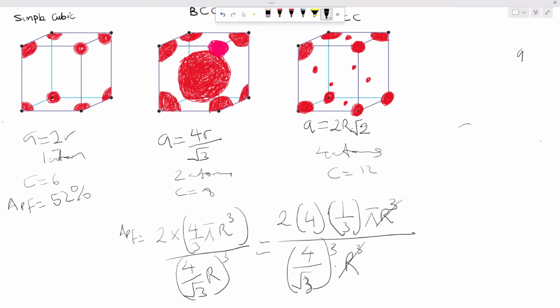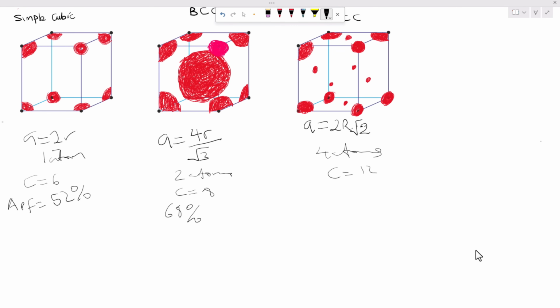Then when you input all of this into your calculator, you should have 0.6802, then times 100, it goes to 68%. So you do the same thing for this guy.